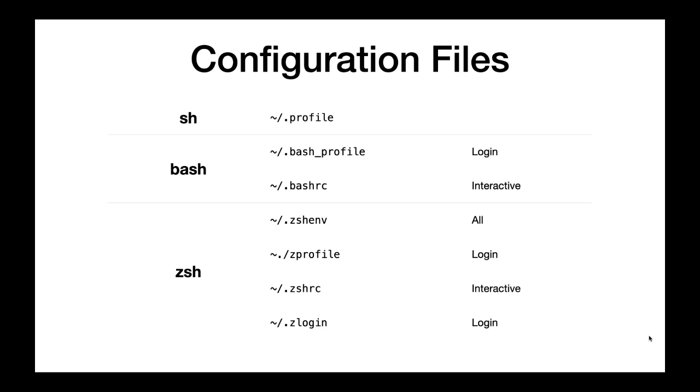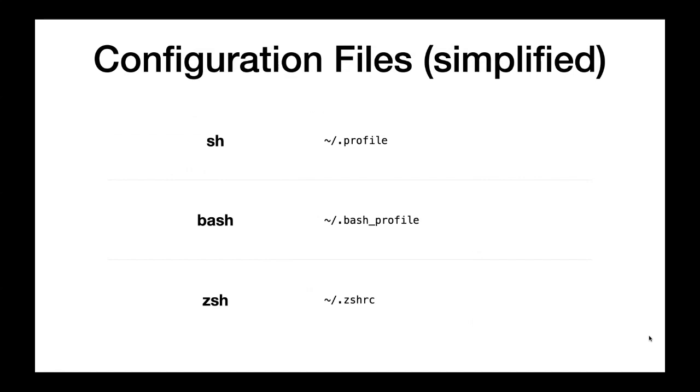The configuration file depends on the shell. In sh, we have .profile, and then we have different ones in bash or Z shell, depending on when you want them to run. And I won't go into the details, the differences between the login and interactive. And this is the simple version for macOS. It's different on different operating systems. We use .profile for sh, .bash_profile for bash, and .zshrc for Z shell. Those are the most important configuration files.